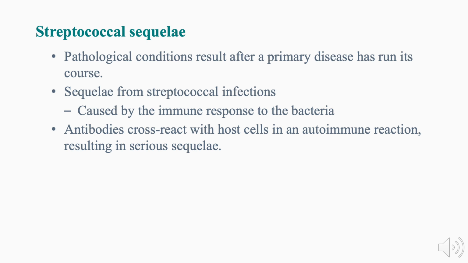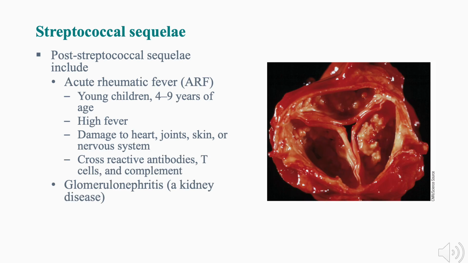Now we will talk about streptococcal sequelae, which are conditions and complications that occur after a streptococcal infection. They are caused by the immune response to the bacteria. Antibodies cross-react with the host cells in an autoimmune reaction, resulting in serious sequelae. Some streptococcal sequelae include acute rheumatic fever, abbreviated ARF, and glomerulonephritis, which is a kidney disease.